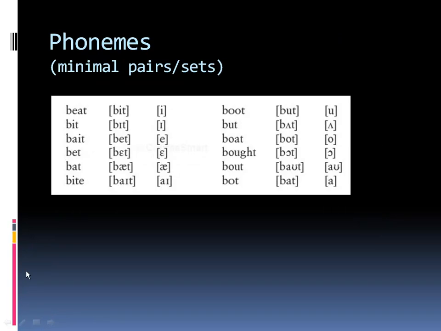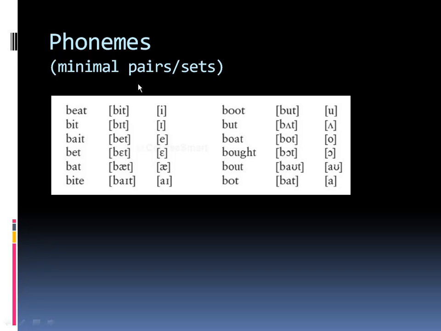Okay, phonemes. Phonemes are mental or even abstract representations of sounds in the native speaker's brain. So when I make certain sounds, it's not referring to the physical sound that comes out of my mouth, but the sound that I think I'm making.